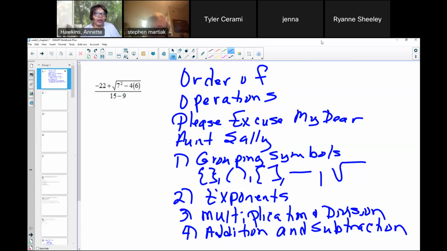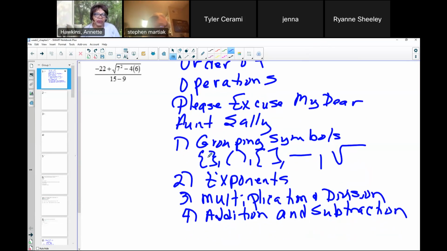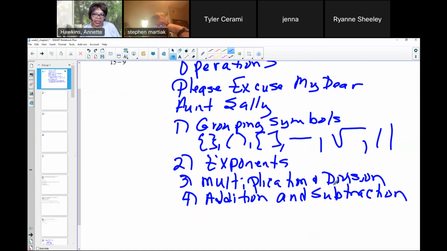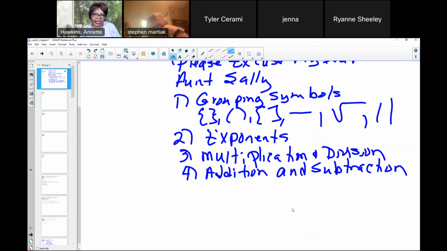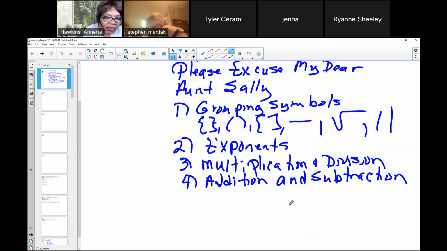So we have order of operations. Please excuse my dear Aunt Sally. We have grouping symbols: braces, parentheses, brackets, fraction bar, square root symbol, and I do need to add absolute value. Then we have exponents, multiplication, division, addition, and subtraction from left to right, whichever comes first.